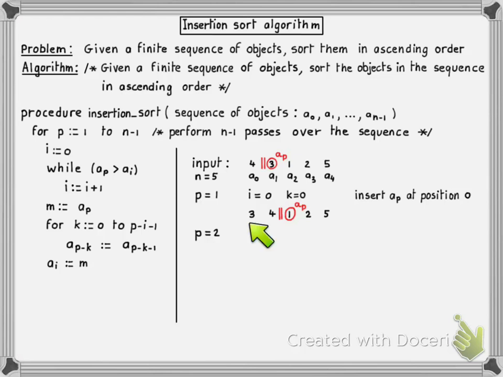1 is going to get inserted in front of the 3. Again, you should have noticed that the value of i starts and ends at 0. The value of k starts at 0 and ends at 1. And this second pass inserts a sub p, that is the 1, again at position 0, yielding the following state of the sequence. Now, you probably realize that the meaning of i is the position at which the next element is inserted. I will let you think about the meaning of the variable k in this algorithm.